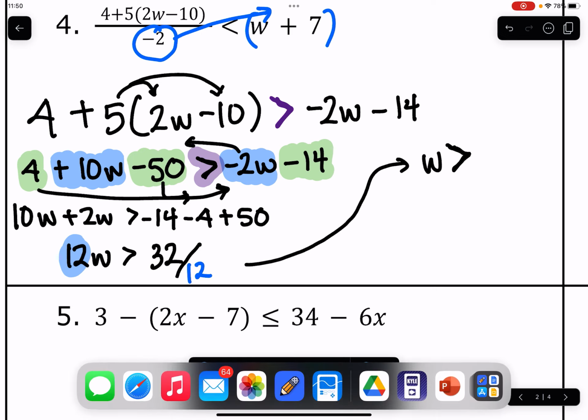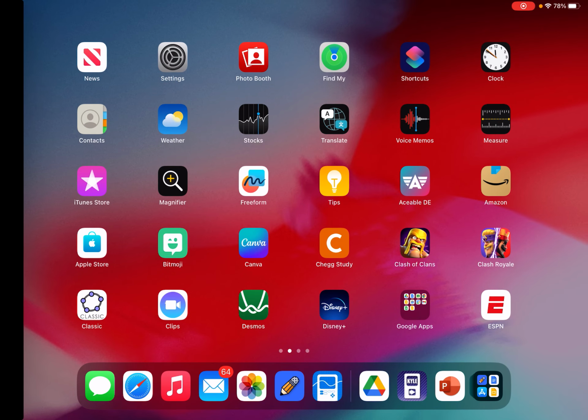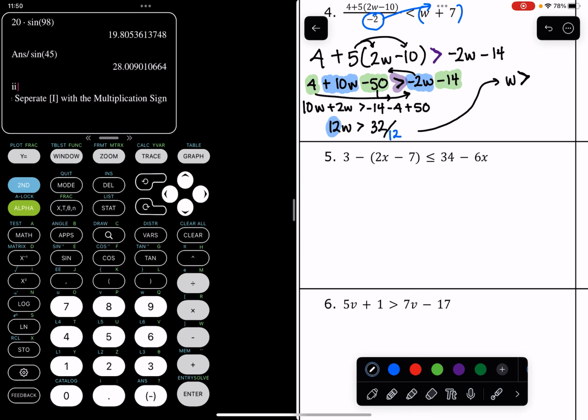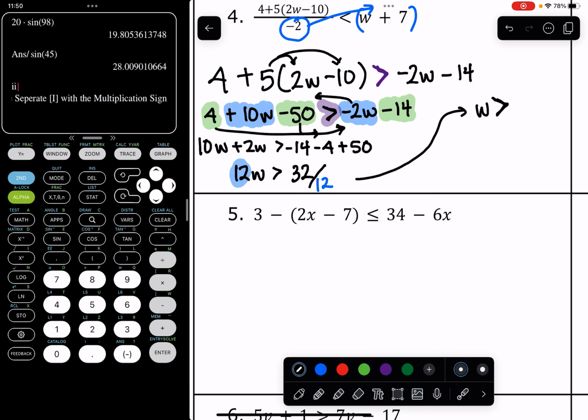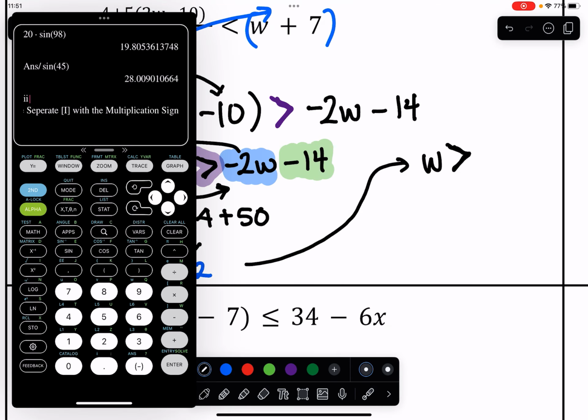Hold on, give me a second. Let me do the slide over. There we go. Okay, so let me clear this. And we're doing 32 divided by 12, which I told you again is equal to that value there.